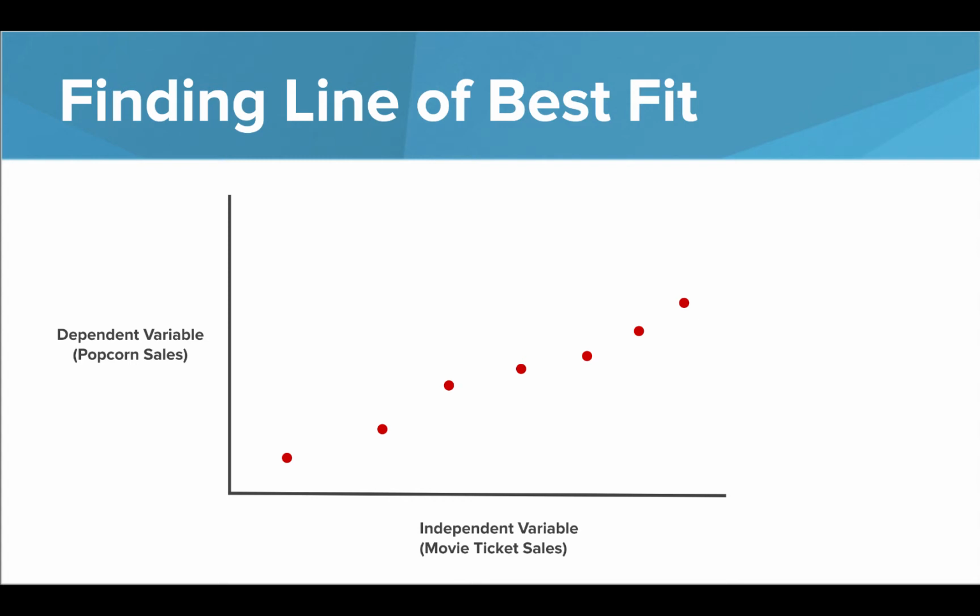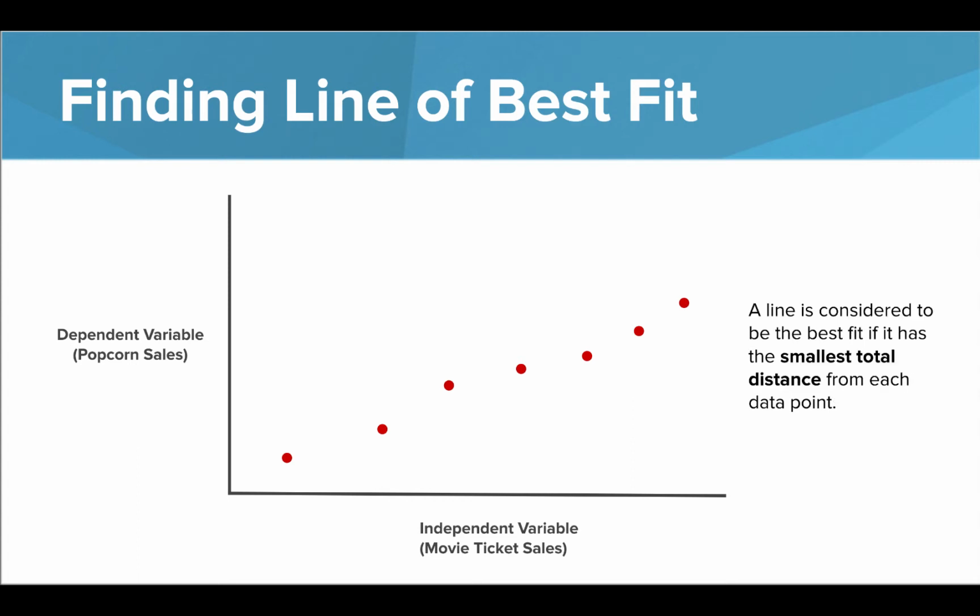If we were to populate this graph with data points, we might begin to see a relationship between the variables. As the number of movie ticket sales increases, the number of popcorn sales also increases. This data can be used, along with linear regression, to determine a line of best fit. The line of best fit is the line or linear equation that best expresses the relationship between all the data points. A line is considered to be best fit if it has the smallest total distance from each data point.